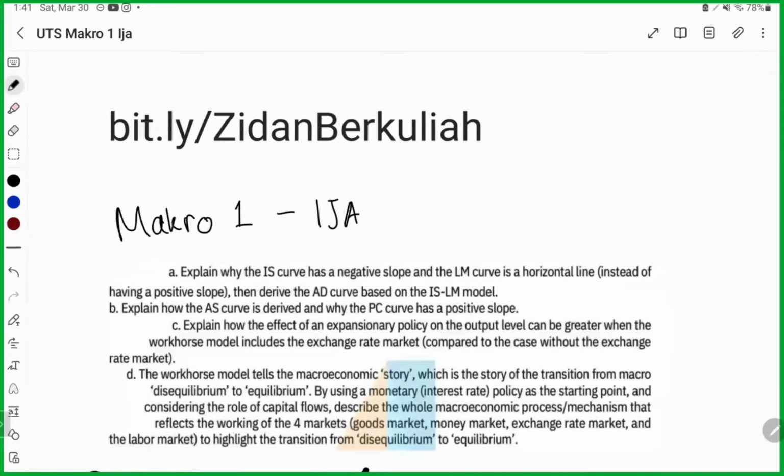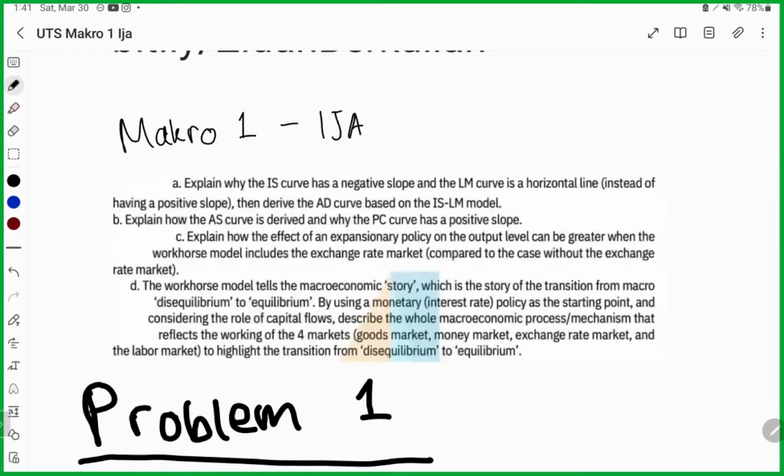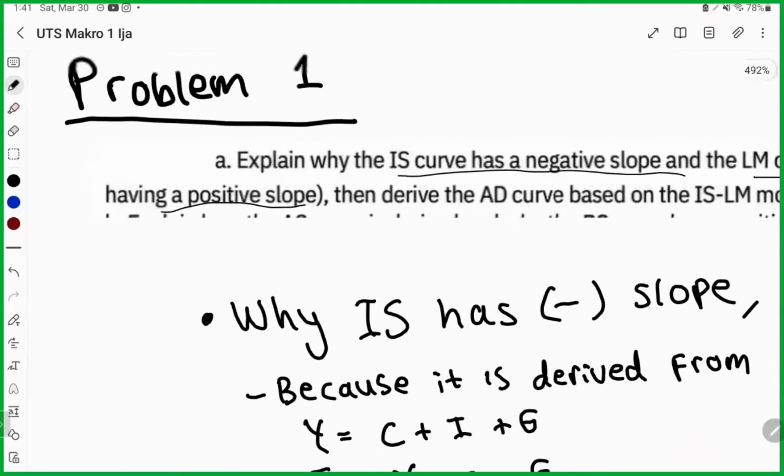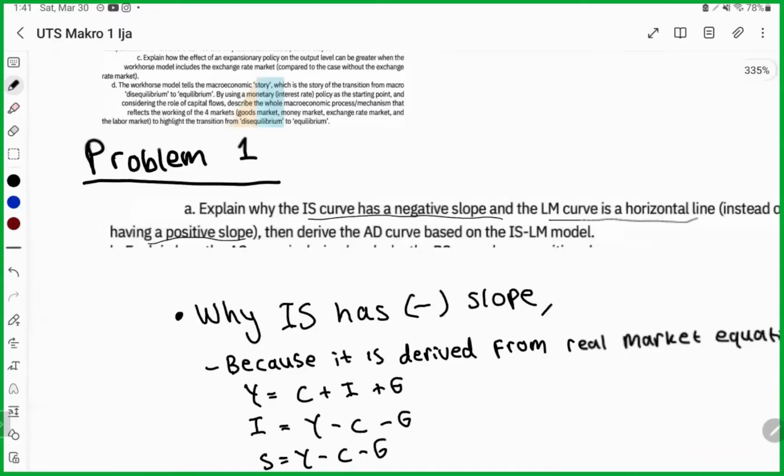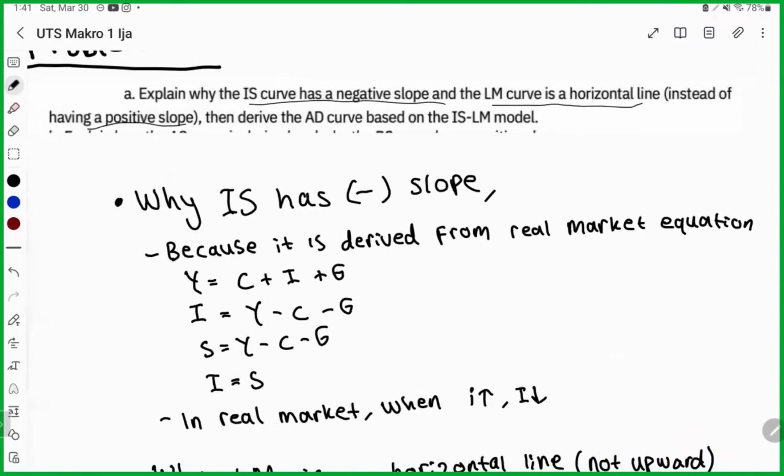Let's start with problem number one. In problem number one, there are 4 questions related to the workhorse model. Let's address the A problem. In problem A, we can see there are 3 main questions. The first one is why the IS curve has a negative slope, and the second one, why the LM curve is a horizontal line instead of having a positive slope. And the third question is to derive the aggregate demand curve based on the IS-LM model.